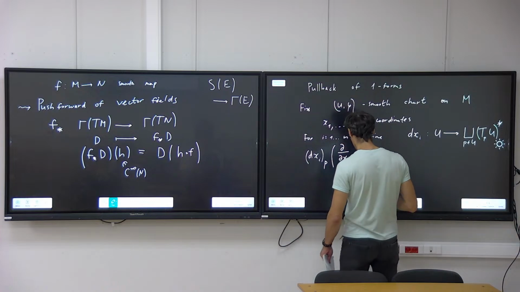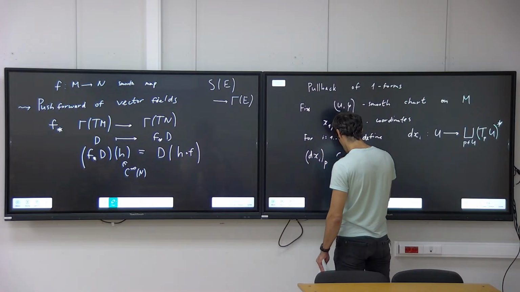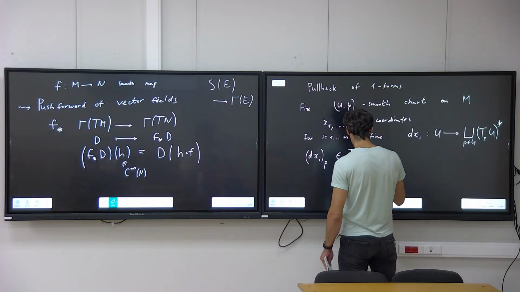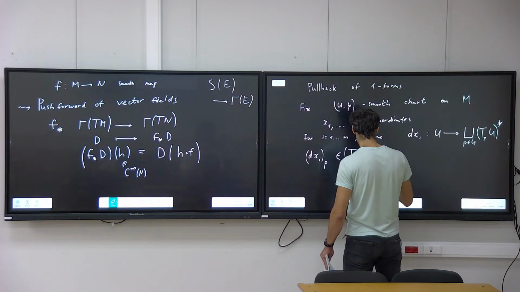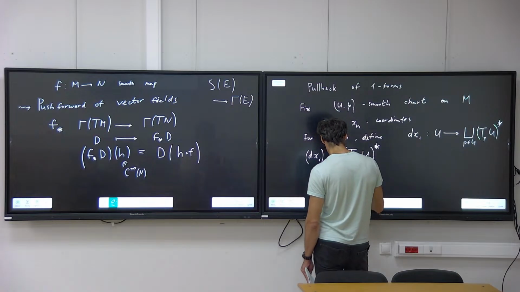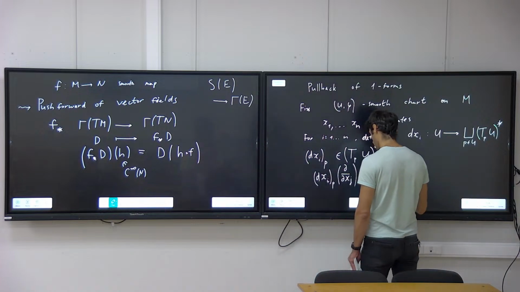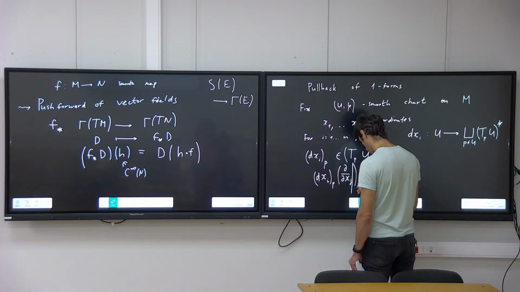First of all, I should say that this is inside T_p M, T_p U star, and second, dxi at p of d over dxj is just the dual basis, so delta ij. And here also I need it at p.